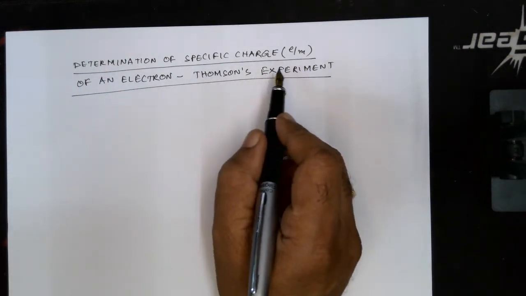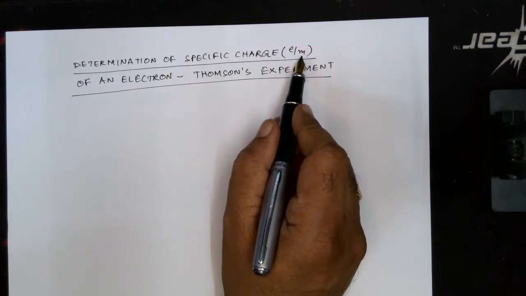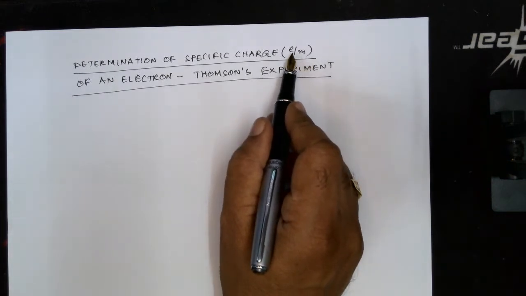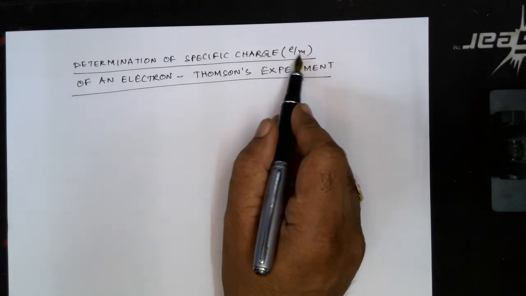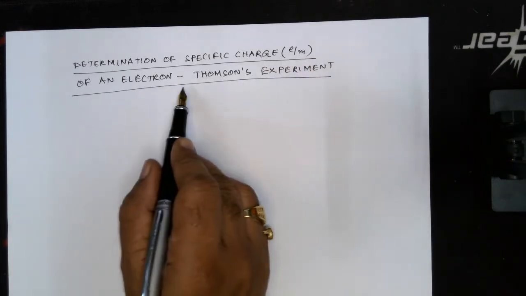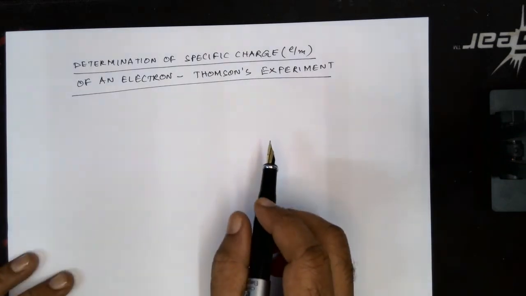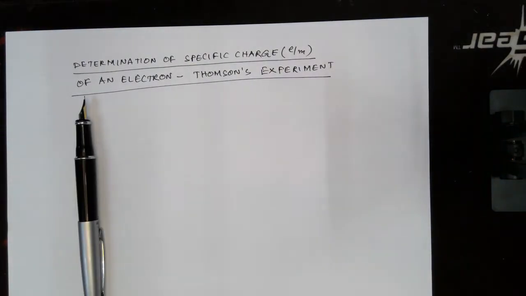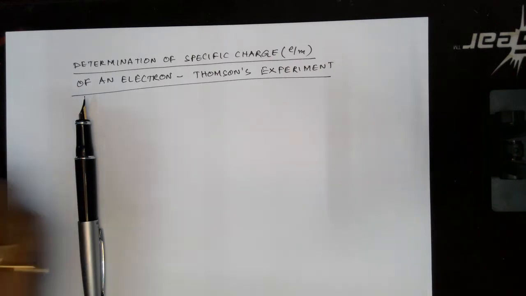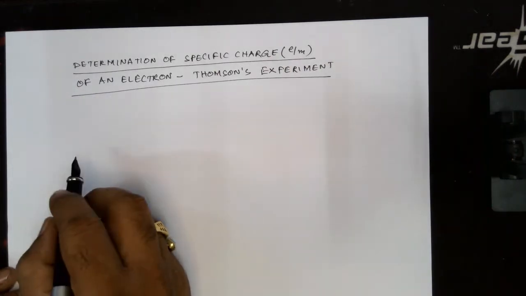Determination of a specific charge is also called e by m. e stands for charge of electron, m stands for mass of electron. So, the e by m ratio of an electron by Thomson's experiment. Let us consider this experimental setup of J J Thomson.